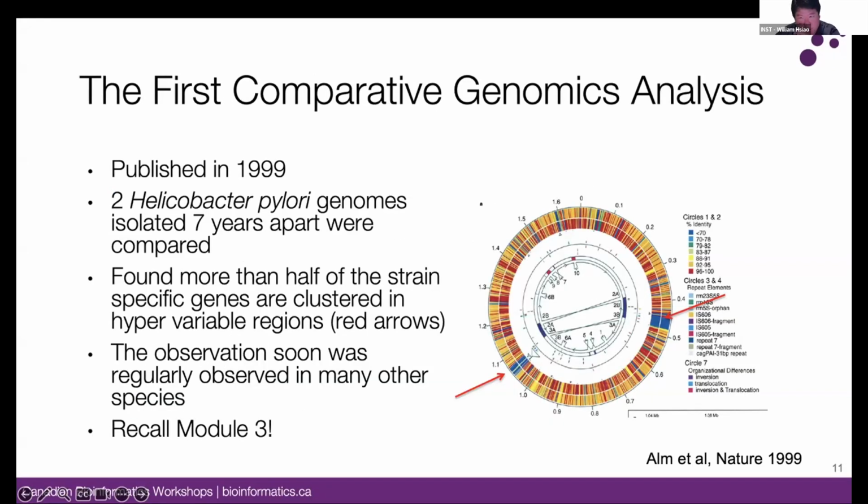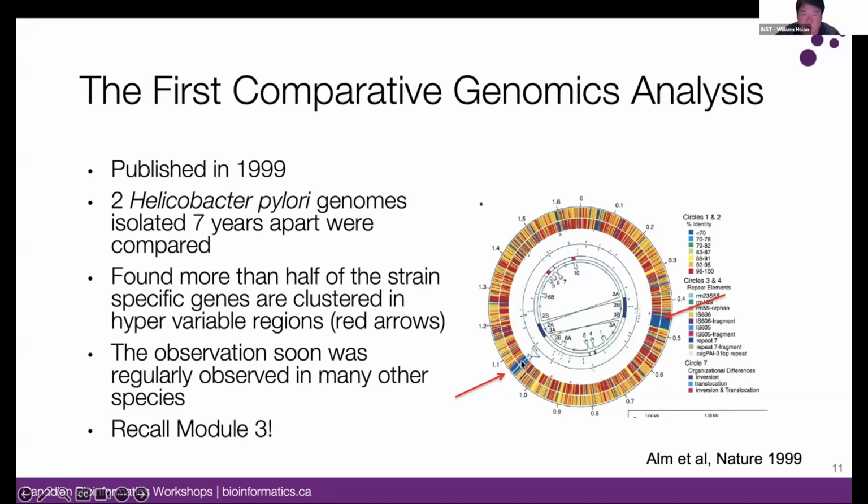So we looked at an example of a three-way comparison of E. coli published in 2022. However, the honor of the very first bacterial comparative genomic paper goes to Elm et al., published in 1999, of two Helicobacter pylori genomes. What they found is that more than half of the strain-specific genes are clustered in hypervariable regions, pointed out as red arrows for these blue regions here.